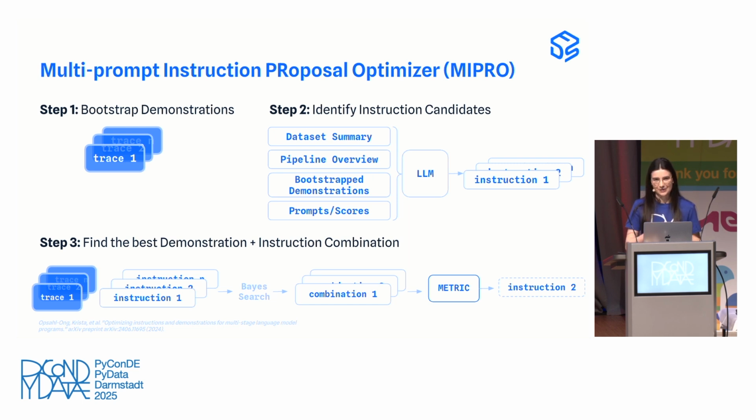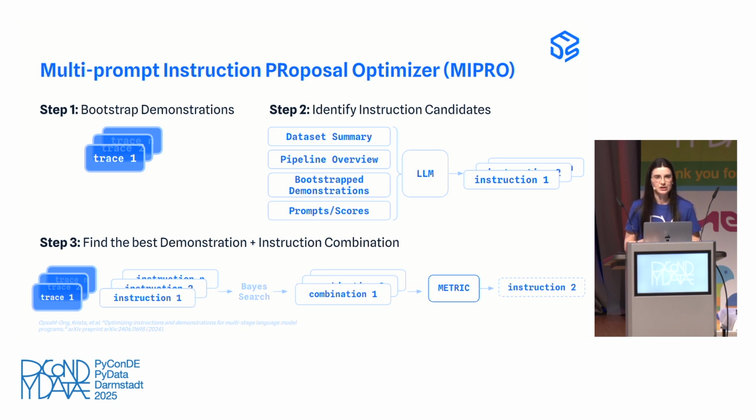First, as in bootstrap few-shot, we generate a set of good input-output traces. Then, to propose instructions, MIPRO doesn't just rely on the language model's internal knowledge, but instead it grounds it with some meaningful context. For example, a summary of the data set, an overview of how the program flows from module to module, some bootstrap demonstrations, and historical information of prompts and their validation scores.